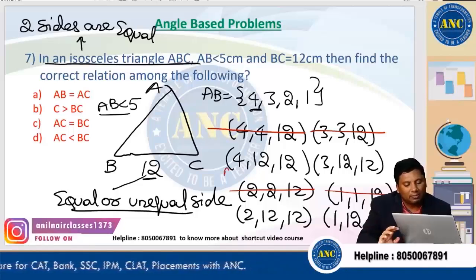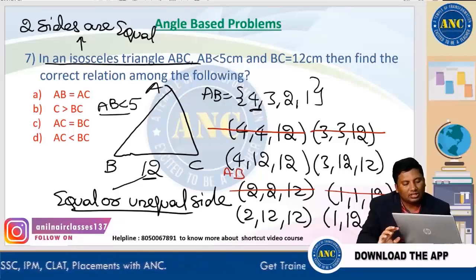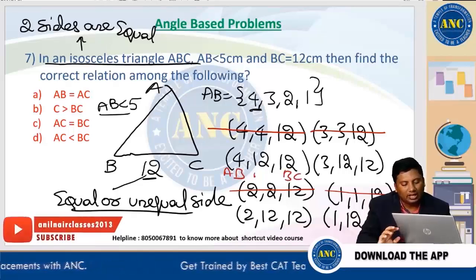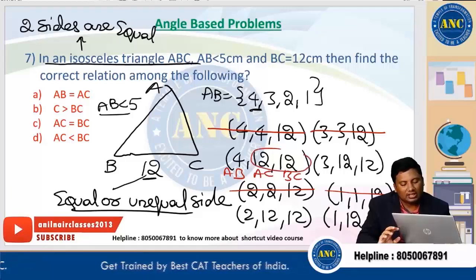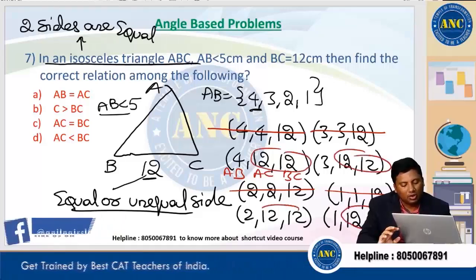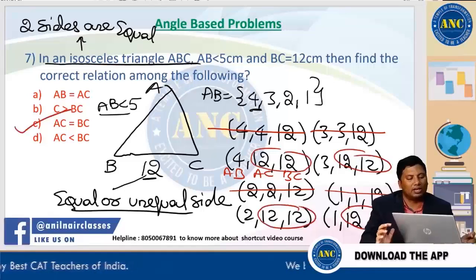This is the AB value, this is the BC value and this is the AC value. In all the cases, AC is equivalent to BC.